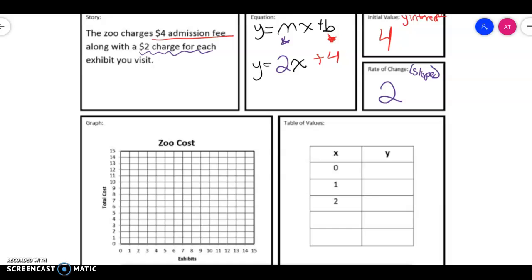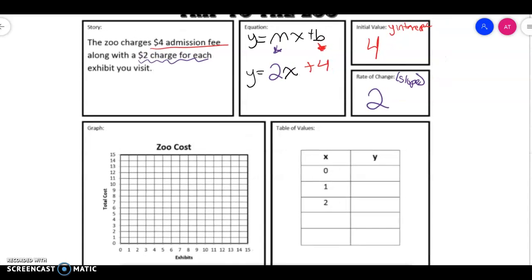So now let's fill in the table. All I'm going to do is take these numbers 1, 2, let's do 3 and 4. I'm going to take each of those numbers and plug in 0 for x. So I have y equals 2 times 0 plus 4. Anything times 0 is 0. 0 plus 4 is 4. I also know that because my y-intercept is also 4.